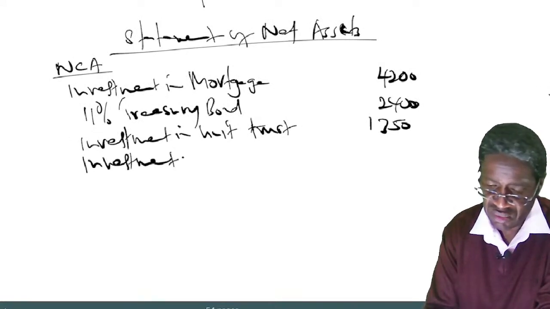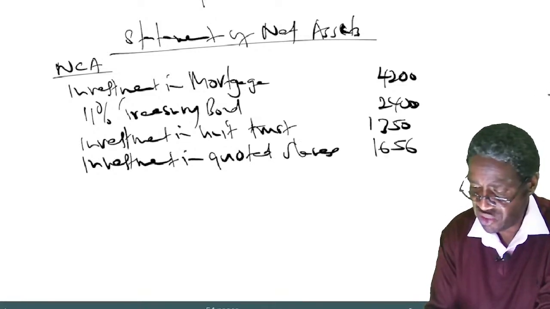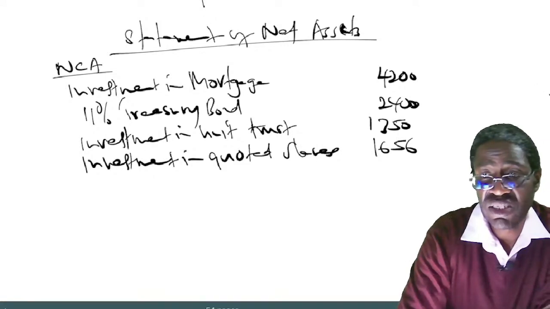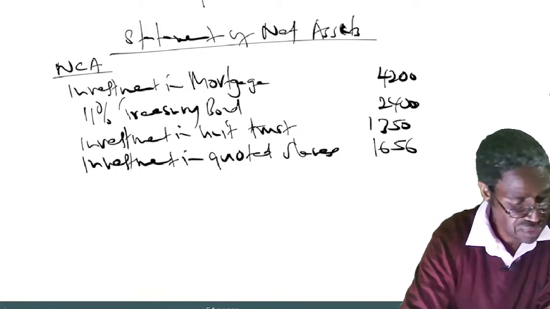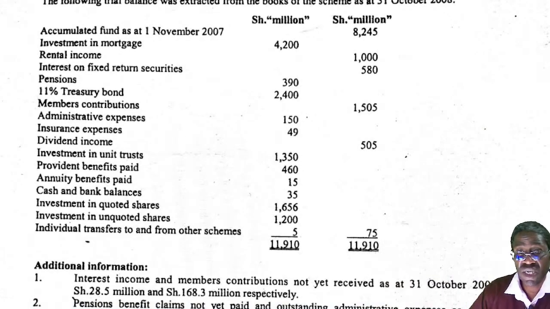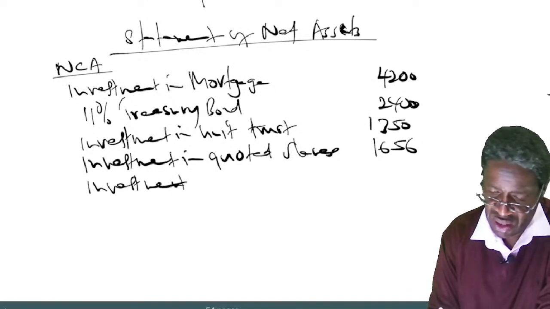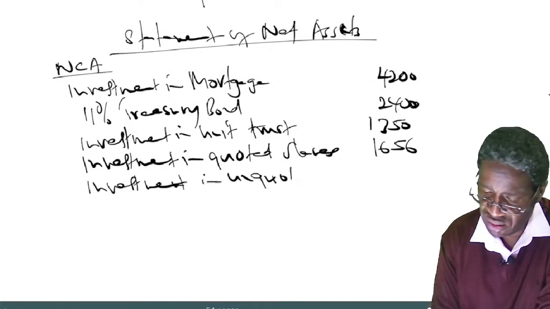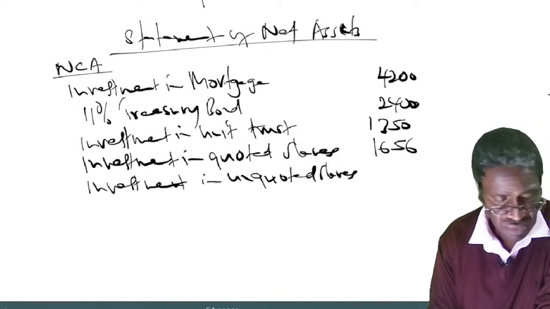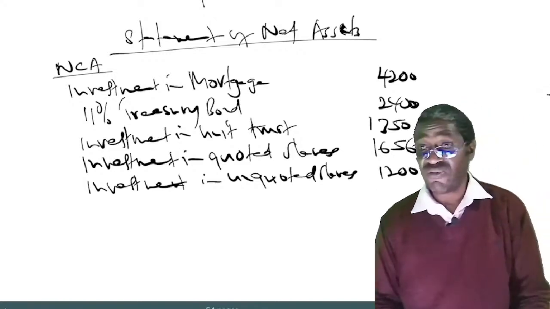Investment in quoted shares, 1656. Next one. After that, we are still looking for other assets which are fixed. Next one, I can see investment in unquoted shares. That's a fixed asset also. Bring it. 1,200. Investment in unquoted shares, 1,200. I don't think I've left out any other fixed assets.